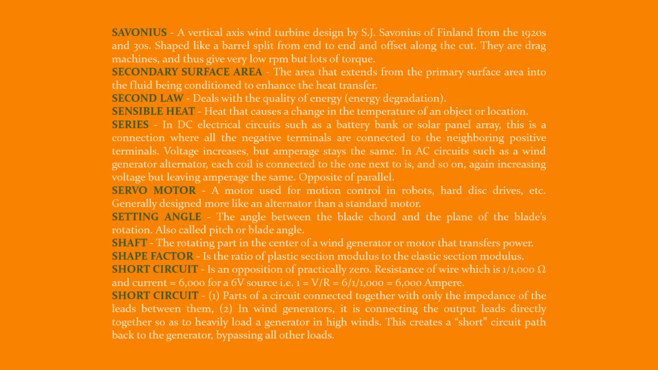Part 3. Savonius. A vertical axis wind turbine designed by S.J. Savonius of Finland from the 1920s and 30s. Shaped like a barrel split from end to end and offset along the cut. They are drag machines, and thus give very low RPM but lots of torque.